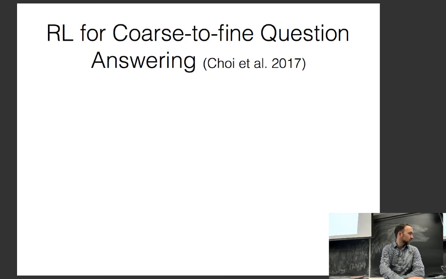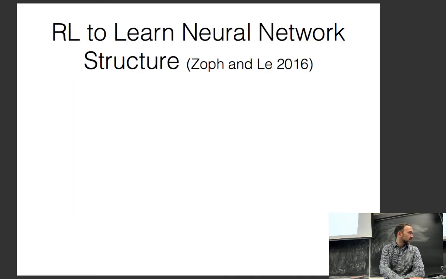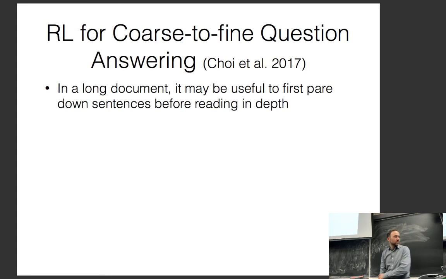Let's see. Okay. Yeah, I have two more slides. So one more is coarse-to-fine question answering. So this is another good example where you really need to use reinforcement learning because the structure of your computation changes based on what you choose.